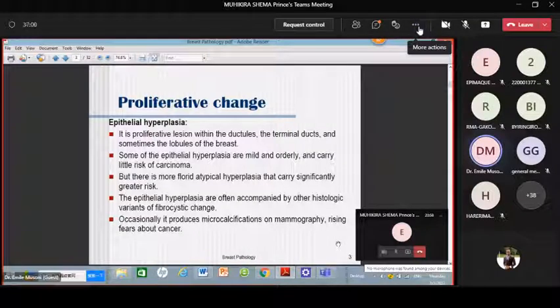And as I said before, on physical examination, you can't say this is epithelial hyperplasia. It is after taking the biopsy that they will say this is epithelial hyperplasia. They say epithelial hyperplasia is often accompanied by other histiocytic variants of fibrocytic changes.